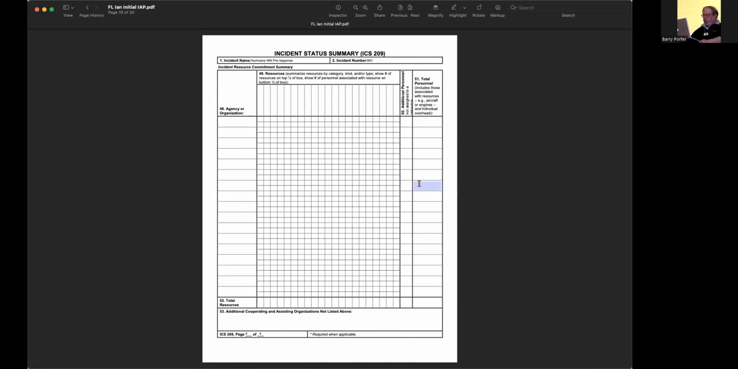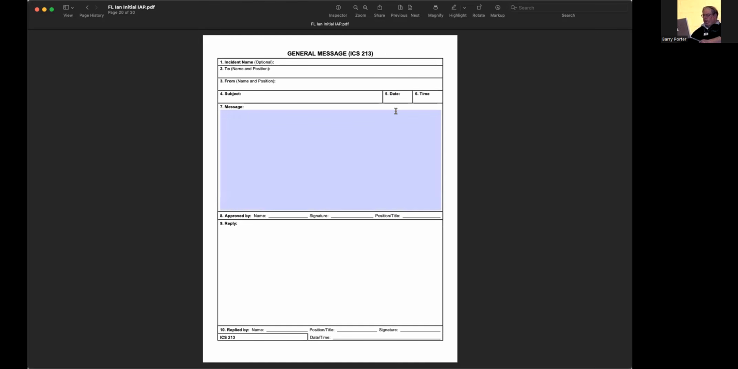The general message form is one we're all familiar with. The forms from now on are usually not numbered, but this is approximately page 13 of the IAP, and this is basically a regular old message form. These have been modified, like we were discussing before, to fit individual agencies, but the basic ICS 213 is still the basic ICS 213, and it's used to send formal written messages from a specific person to a specific person.